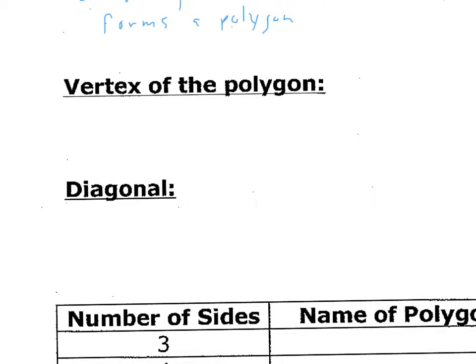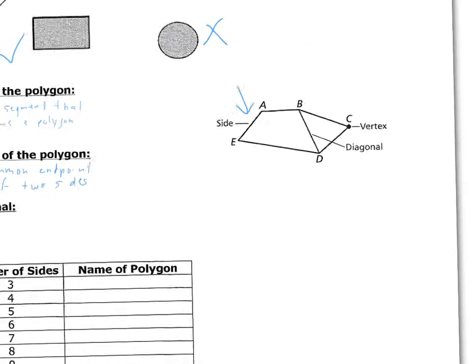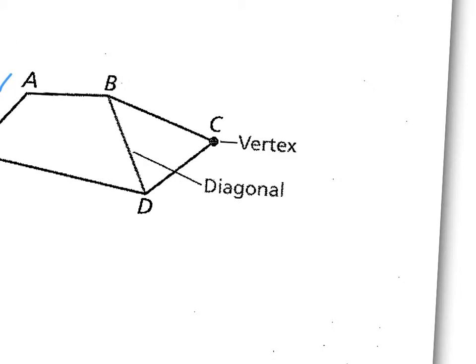Okay, vertex of a polygon. Okay, the vertex of a polygon is the common endpoint, so common endpoint, the common endpoint of two sides. Okay, so the common endpoint of two sides. So you'll notice over here, a vertex would just be the endpoint of two sides. So where they intersect, that's going to be called the vertex.